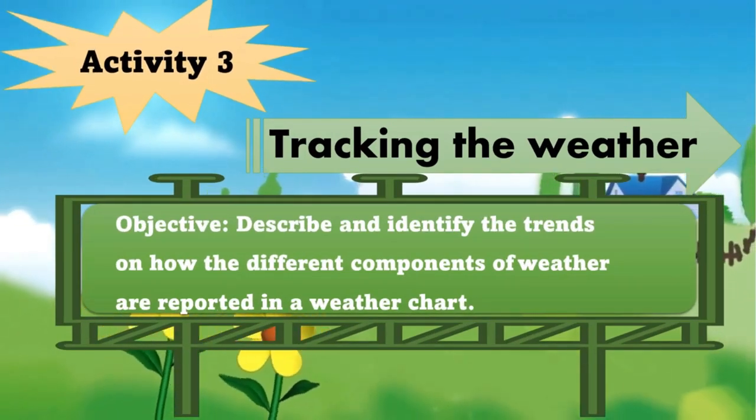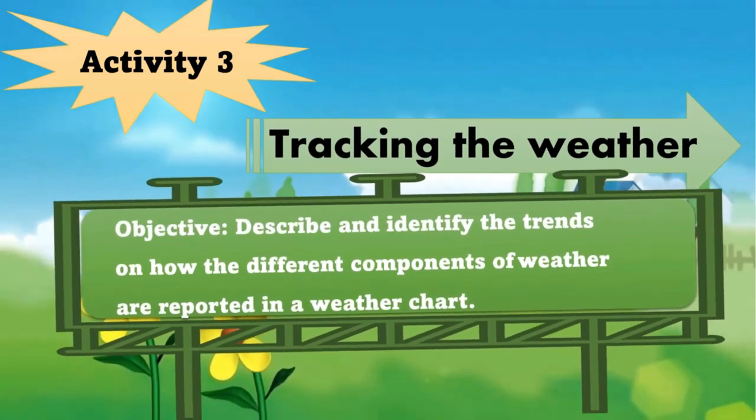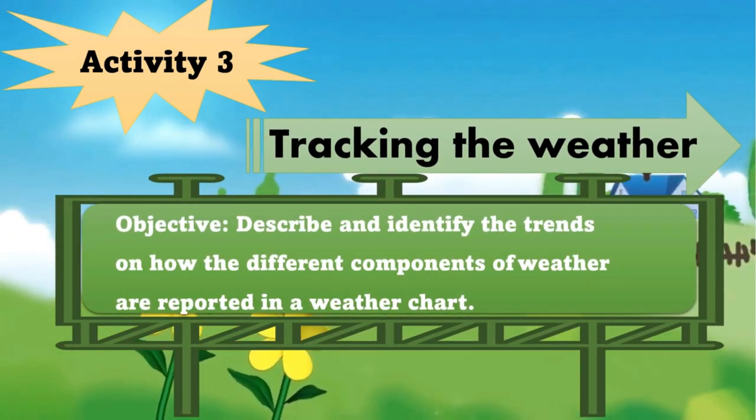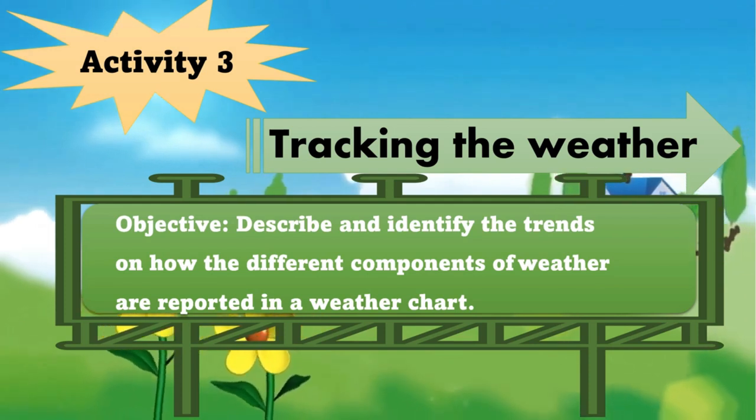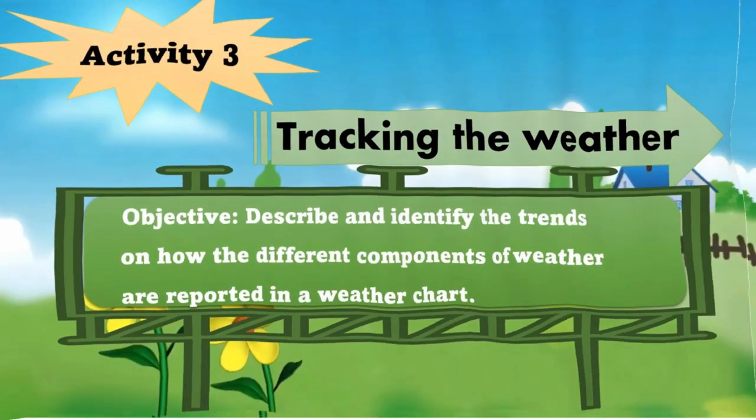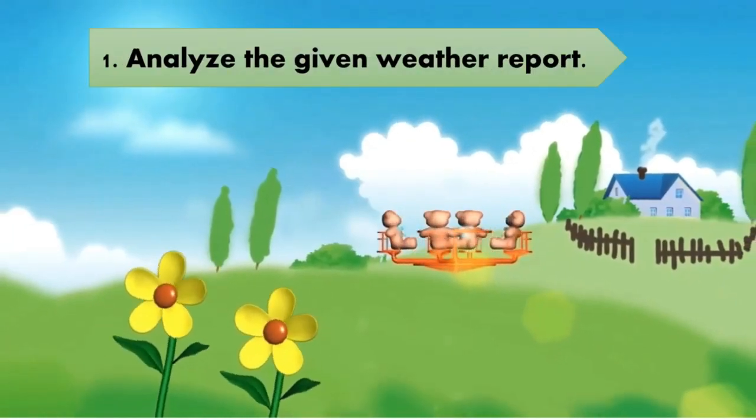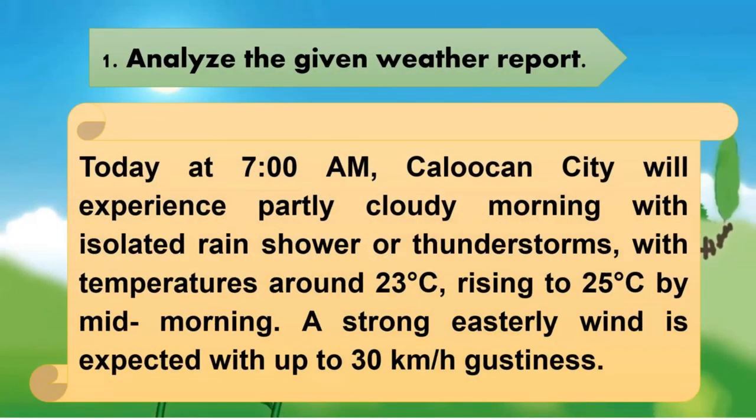Activity 3, Tracking the Weather. Objective: describe and identify the trends on how the different components of weather are reported in a weather chart. Analyze the given weather report.